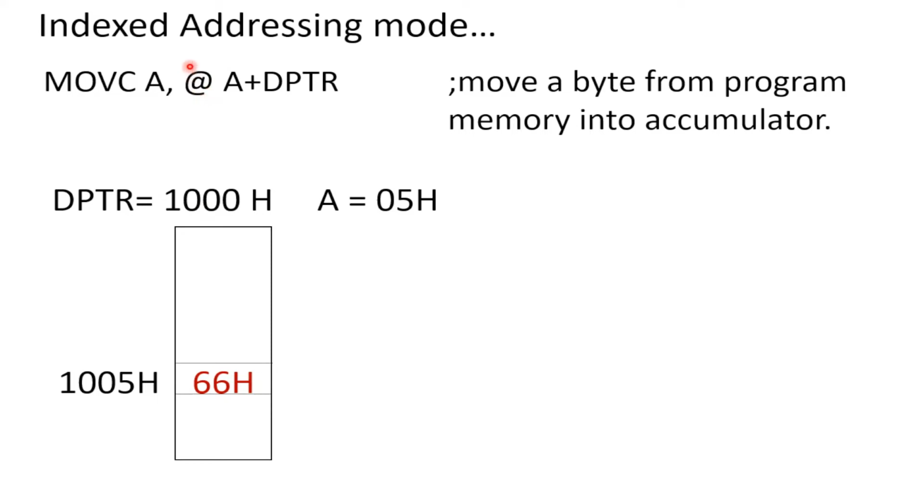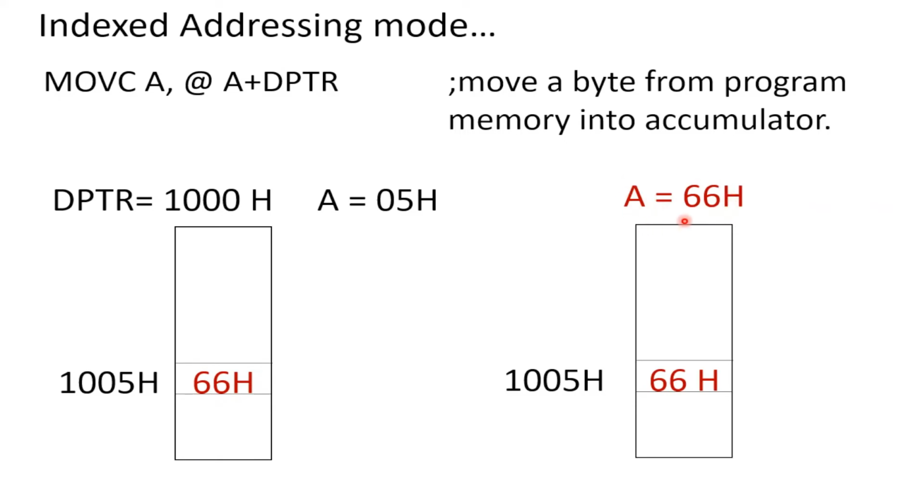The @ symbol indicates that the address 1005 itself is not to be copied into the accumulator, but the content of 1005 is to be copied. Whatever data is stored in 1005, here 66, is moved into the accumulator. So after execution, the content of the accumulator will become 66. Originally the accumulator was the index register pointing to 05, but after execution of this instruction, the content of 1005 in the lookup table is moved into A.